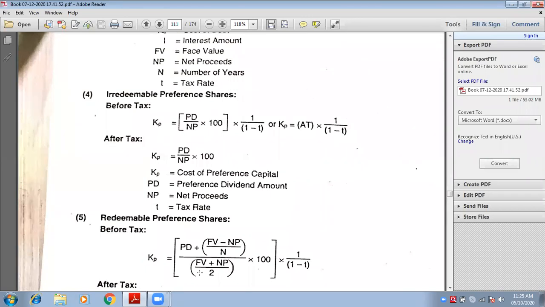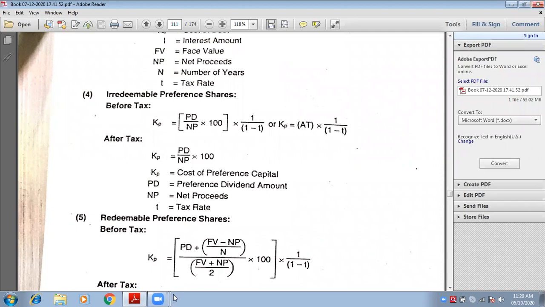Therefore, if you look at the formula of after tax, there is no tax given separately, 1 minus T. See, look at the formula of after tax. KP, cost of preference share capital, is equal to what you pay to them. We pay preference dividend PD to them. Okay. It is irredeemable preference share. Whenever there is irredeemable, there is only one value, net proceeds. Remember, there is only one formula, net proceeds. So PD upon NP into 100.